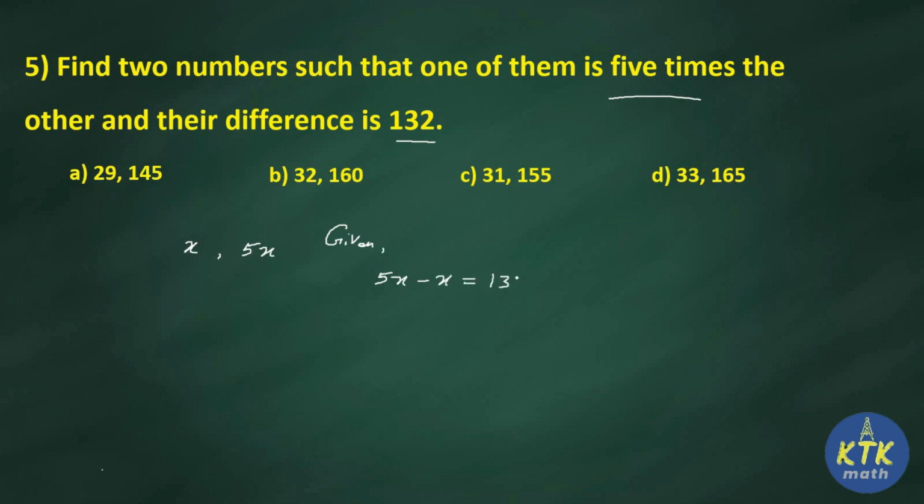See, I am not writing x minus 5x. If you write x minus 5x it will be negative, but you check the options, they are mentioning only positive numbers. In the question also they mentioned just two numbers, they are not mentioning whether positive or negative. Okay, so I am writing 5x minus x, that is the bigger one minus the smaller one. So what is 5x minus x? 5x minus x is 4x is equal to 132.